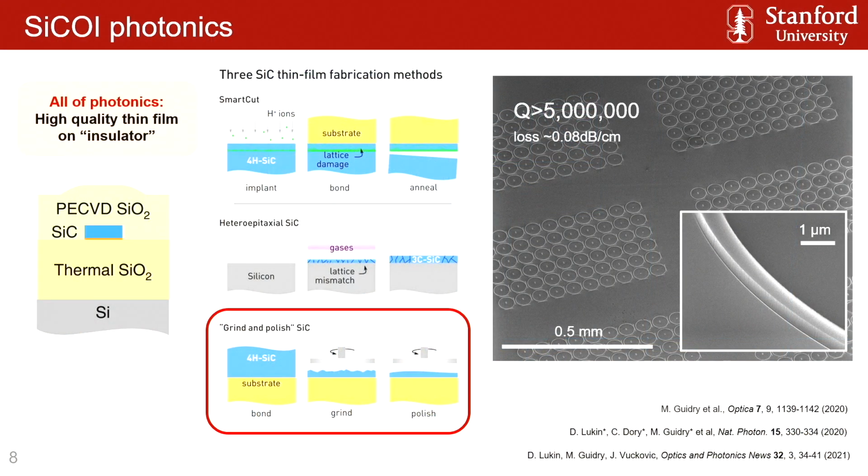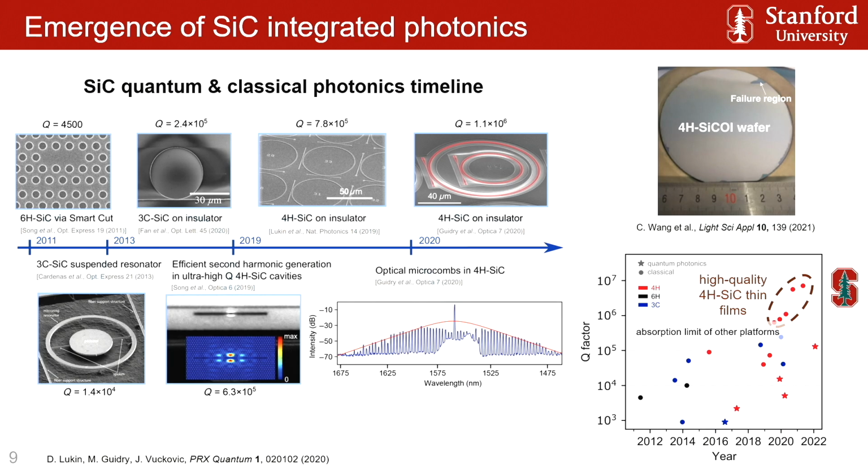We can make lots of devices on a chip. It's solid state. The losses are low. The fabrication is quite easy. We have low sidewall roughness, for those fabrication experts in the audience. So silicon carbide is an easy material to fabricate, and we can make high quality factor photonics out of it.